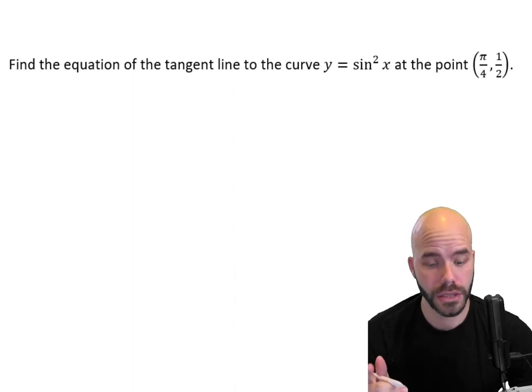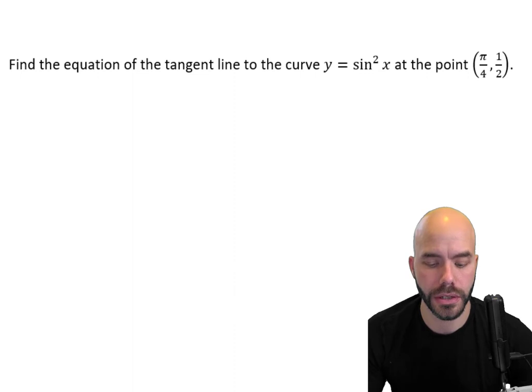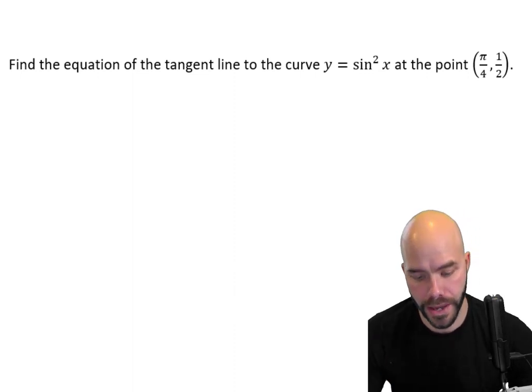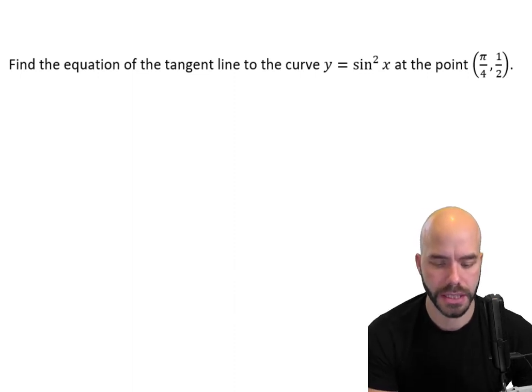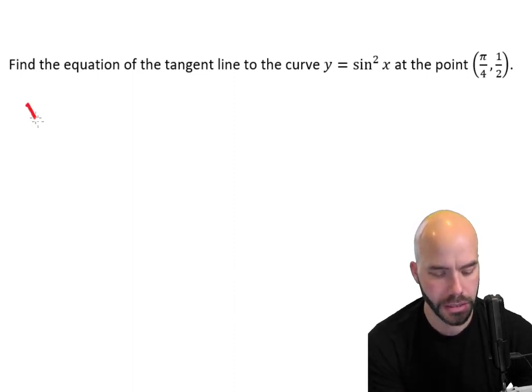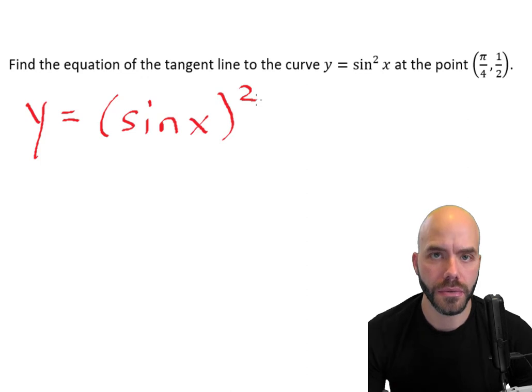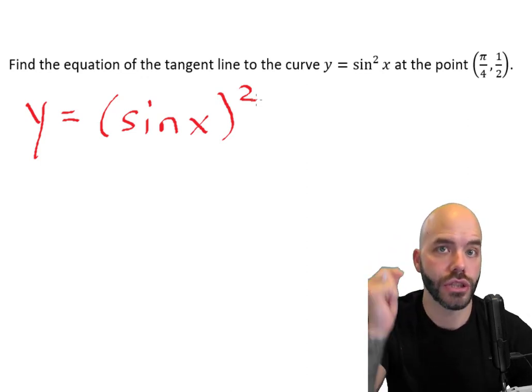Find the equation of the tangent line to the curve y equals sine squared x at the point pi over 4, 1/2. All right. So the first thing I want to do is write this sine squared x as (sine x) squared, like that.